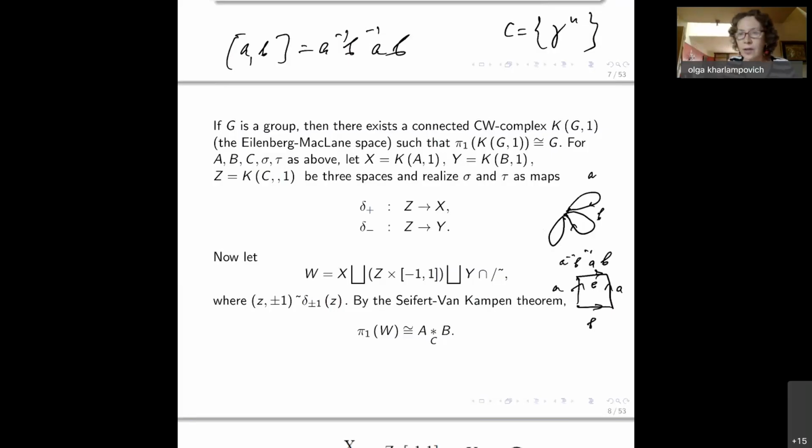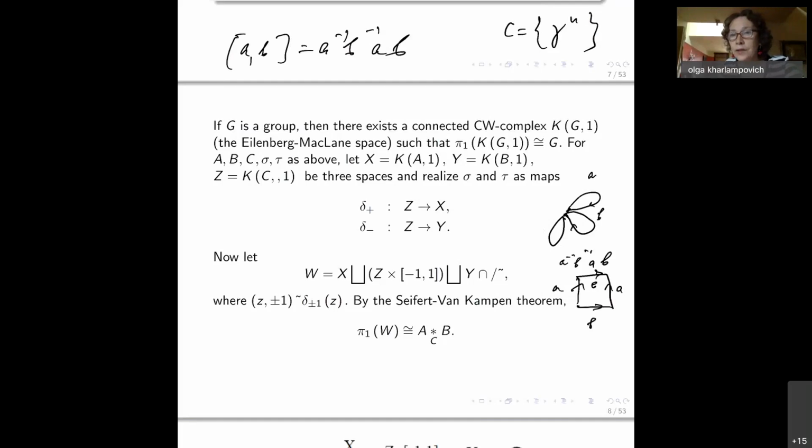We take the square and just glue it here, like so. Glue it like A inverse B inverse A B. And we get a 2-complex. So we can do it for this, and then the group G is the fundamental group of this complex.